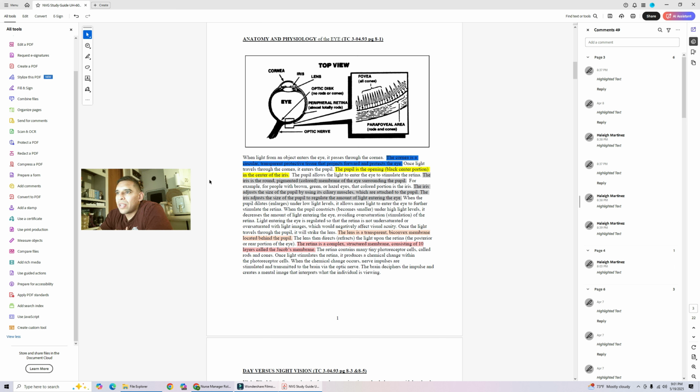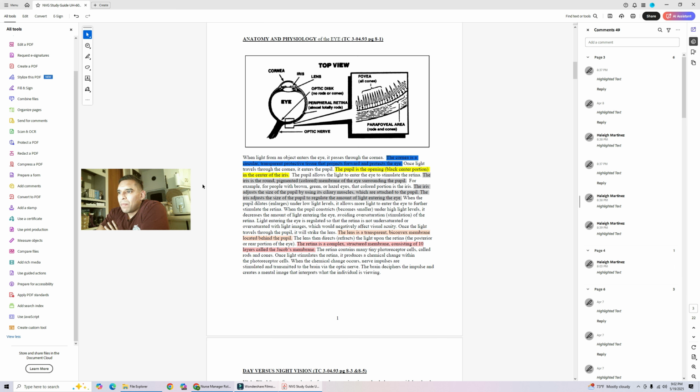The iris adjusts the size of the pupil by using its ciliary muscles, which are attached to the pupil. The iris adjusts the size of the pupil to regulate the amount of light entering the eye. So if you have a lot of light coming in, it gets smaller. If you have a little bit of light coming in, it gets bigger. All right, the lens is a transparent biconvex membrane located behind the pupil. So right here, behind the pupil, you have your iris, you have your lens. The lens then refracts the light upon the retina, the posterior or rear portion of the eye.